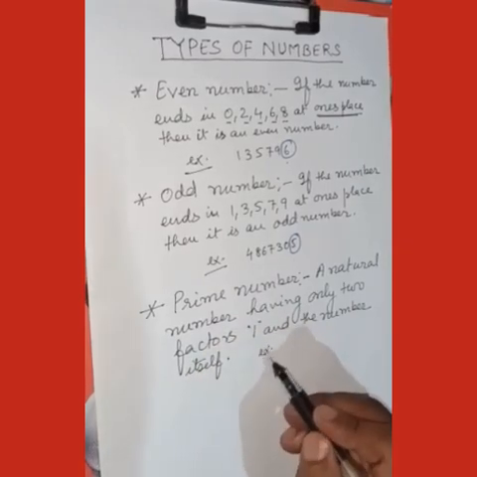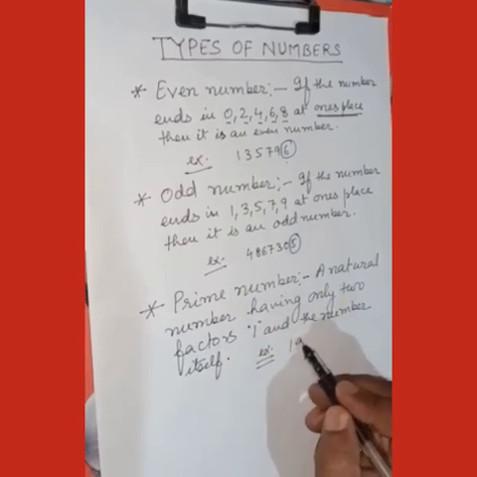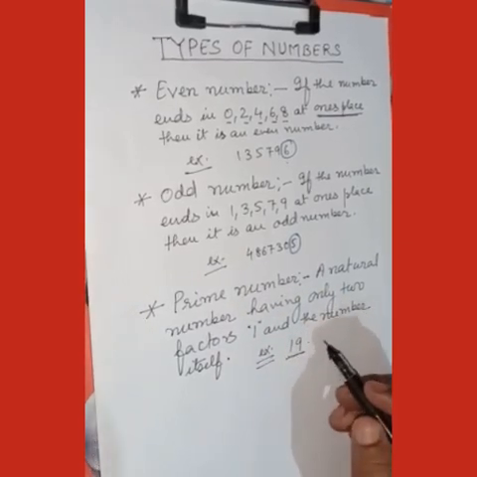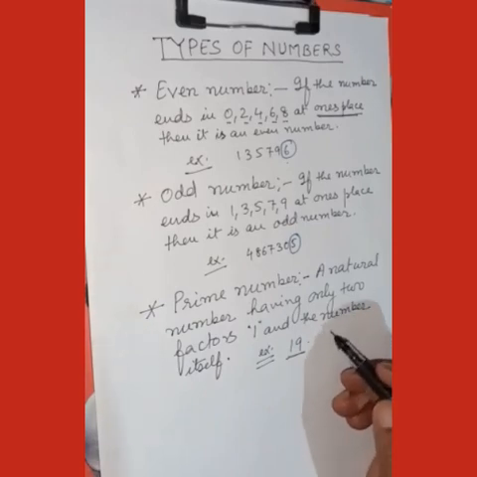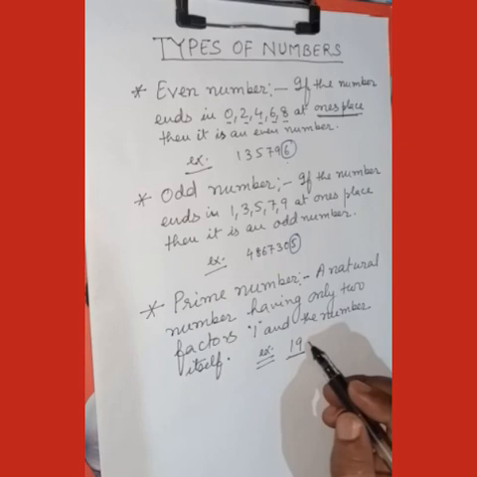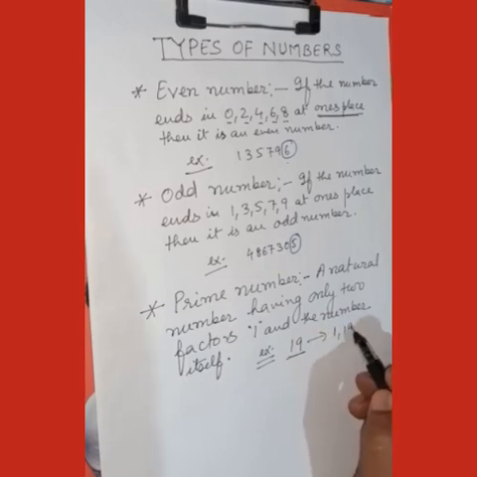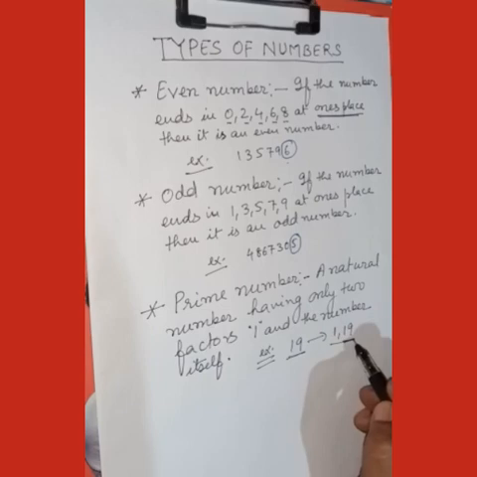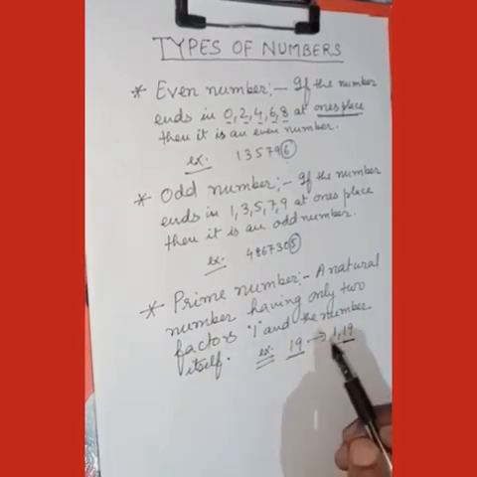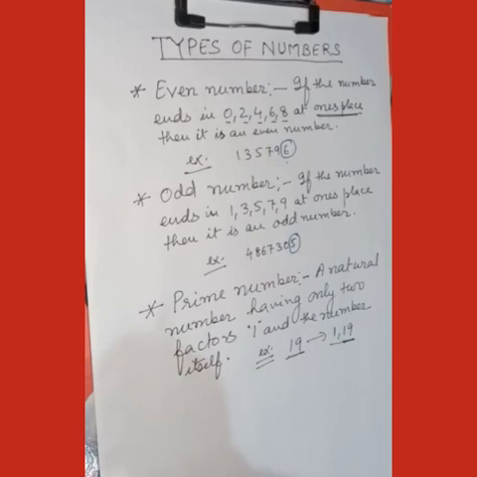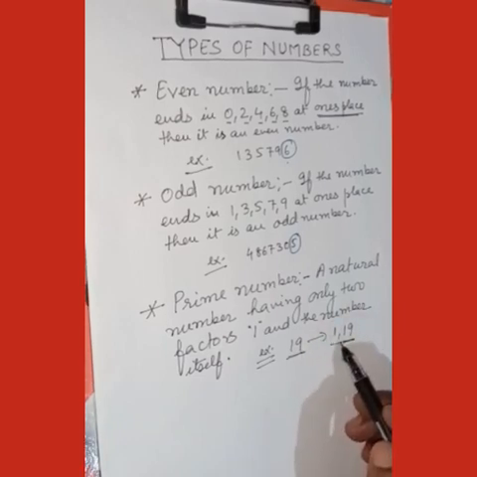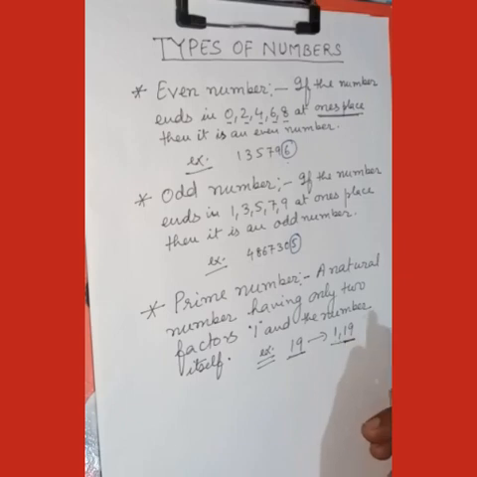Now see for example 19. The factors of 19 will be only 1 and the number itself, that is 19. Okay, 1 and the number itself, then only we can say 19 is a prime number. Okay student, like this we used to see how many factors of a prime number having. Here the prime number is having only two factors, 1 and the number itself.